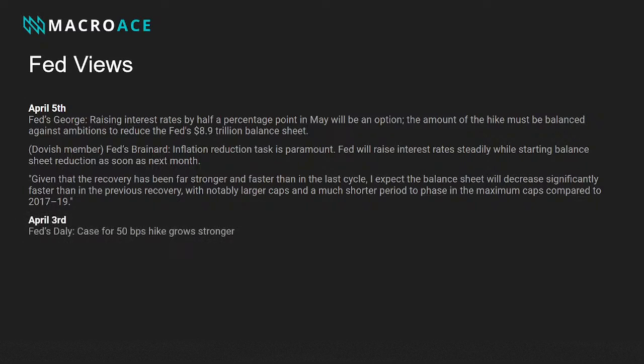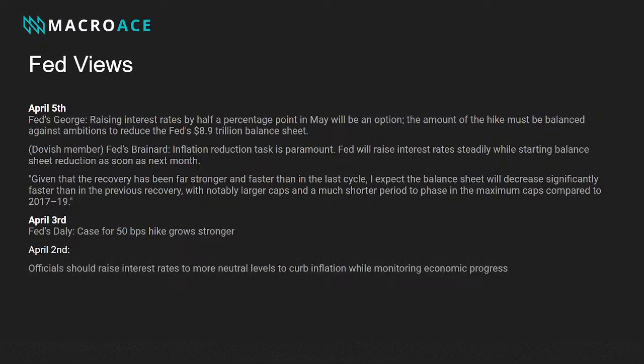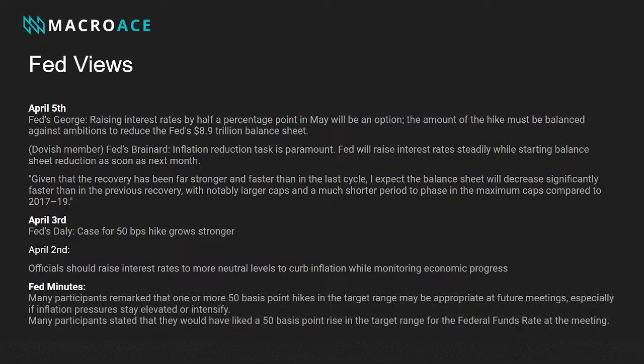April 3rd, you had Fed's daily, also had a saying case for 50 basis point hike grows stronger. And April 2nd, you also had officials saying that officials should raise interest rates to more neutral levels to curb inflation while monitoring economic progress. And then the Fed minutes, so many participants remarked that one or more 50 basis point hikes in the target range may be appropriate at future meetings, especially if inflation pressures stay elevated or intensify, and that they stated that they would like a 50 basis point rise in the target range in the federal funds rate at the meeting.